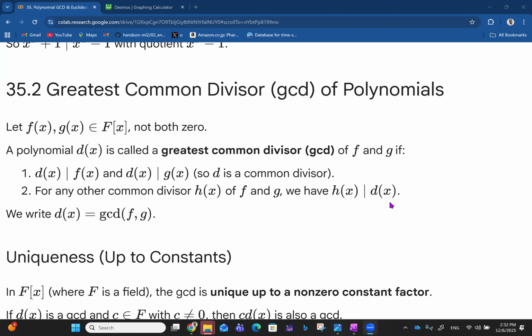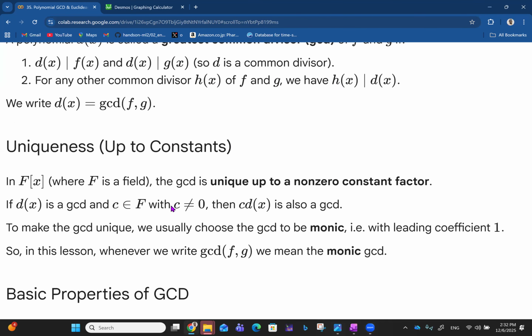So if you have a particular polynomial that divides f of x and g of x, and then any other polynomial you find perfectly divides that d of x, we say that d of x is the greatest common divisor. It's like the idea of highest common factor, right? So we write d of x is always the GCD of f and g. So it is the biggest polynomial, so to speak, that can divide the polynomials f and g.